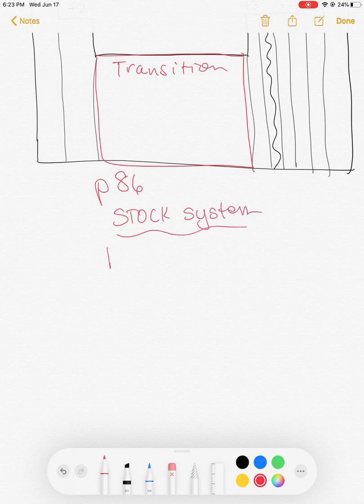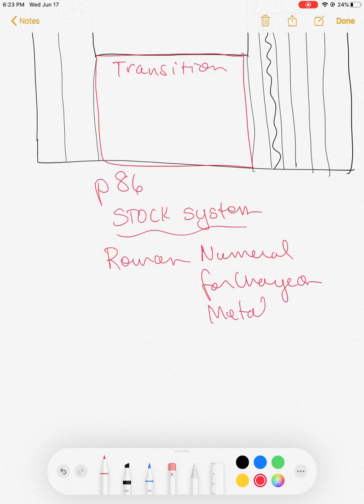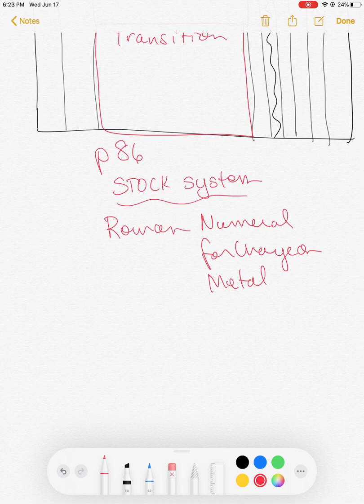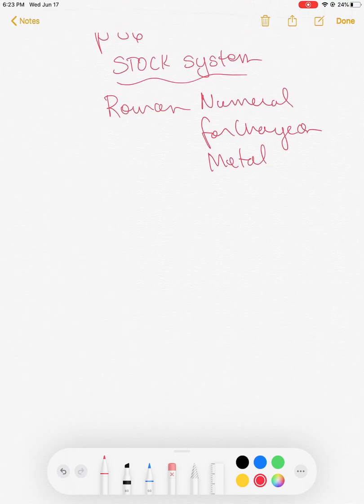In the stock system, you use a Roman numeral to indicate the charge on the metal. Now, if you know anything about the Romans, they didn't know about negatives, so there is no negative Roman numeral, and they didn't know about 0. So there is no 0 in the Roman numerals. So the only thing that you can have is just positive numbers. So it's just for the metals. Just a little bit of history there. So let's find out what this means.